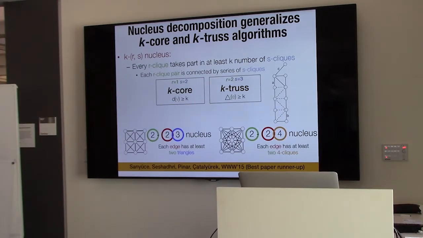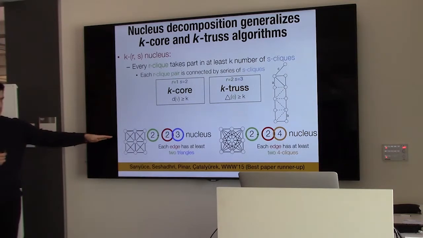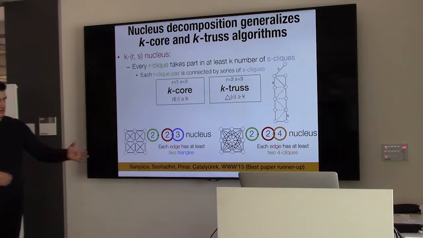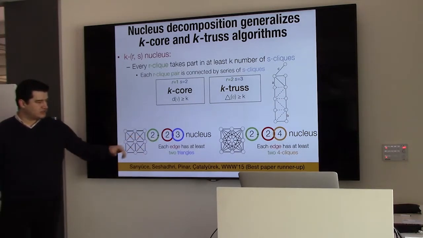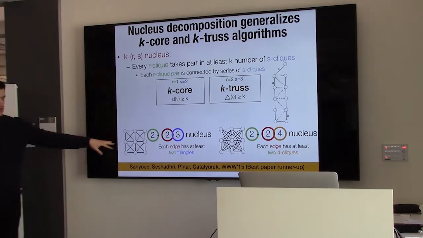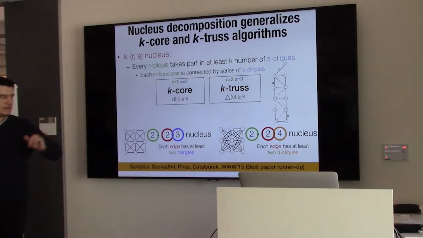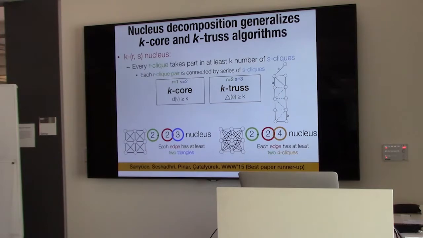And we also explored what different R and S values correspond to. For instance, here, (2,3) and (2,4) have different benefits. So with (2,3), each edge has at least 2 triangles, and in the (2,4) case, each edge has at least 2 4-cliques, and for the same number of nodes, we find denser structure there. So density is definitely proportional to the S and R values, and in that case, R is constant, and the larger S is, the denser the graph is.